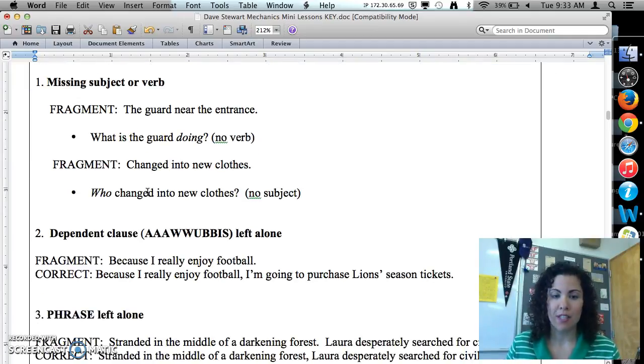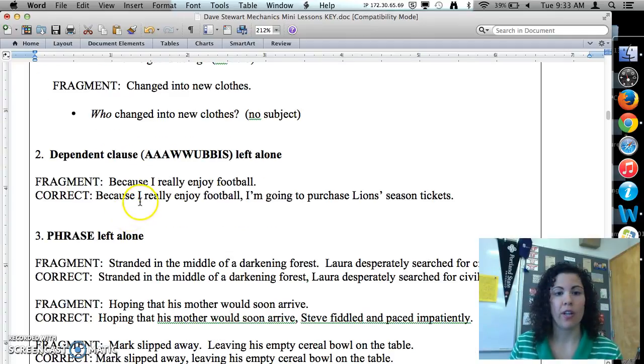Then we have what we discussed before: a dependent clause left alone will also create a sentence fragment. So we have, because I really enjoyed football, you're like waiting for the other half. You don't know what happened. So you have to add a second complete sentence in order for that to be complete. Because I really enjoyed football, comma, I'm going to purchase Lions season tickets. You can tell these people obviously are from Michigan because we have all these Michigan references.